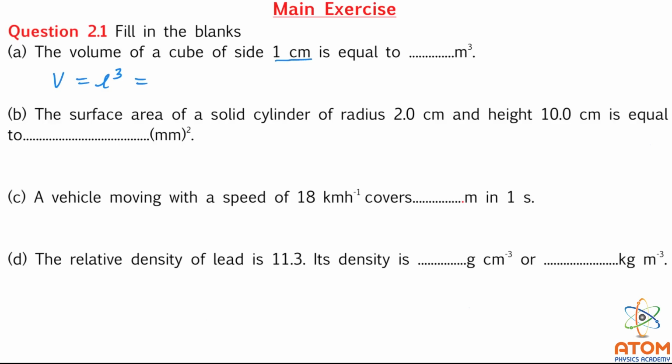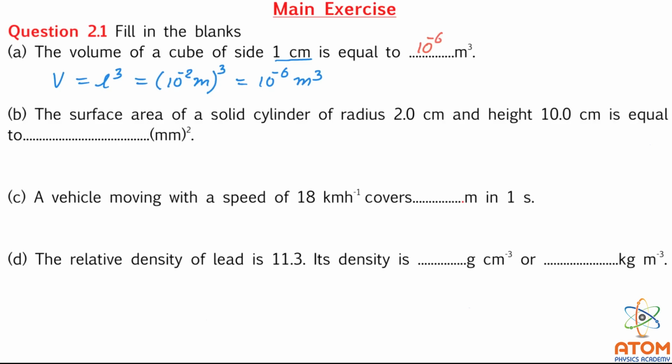But I have to convert it into meter. So, 1 centimeter is 10 raised to minus 2 meter. See, 1 centimeter means 1 divided by 100 meter, that means 10 raised to minus 2 meter, and then cube. So, that will be 10 raised to minus 6 meter cube. So, our answer is 10 raised to minus 6 meter cube.